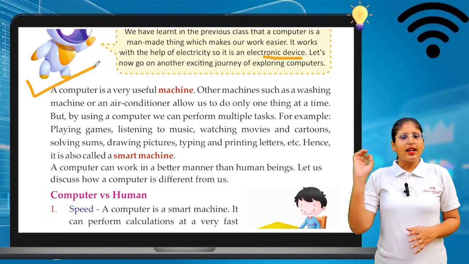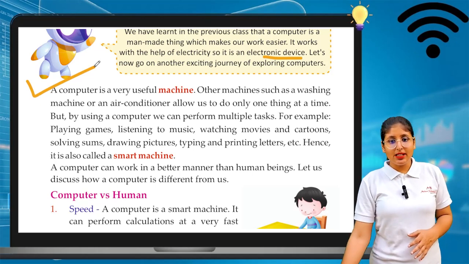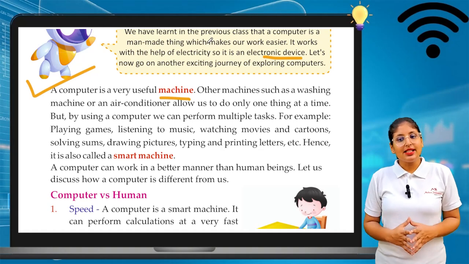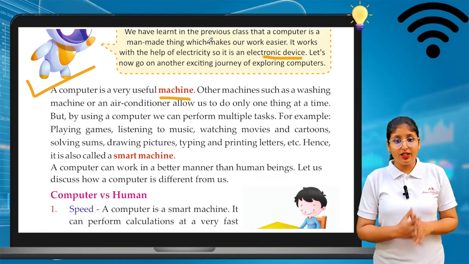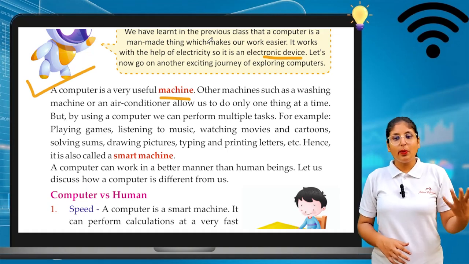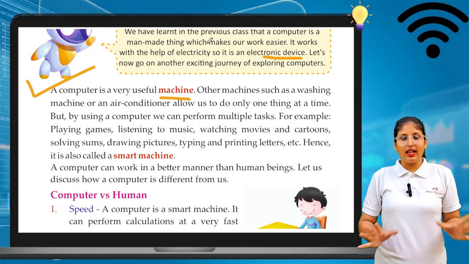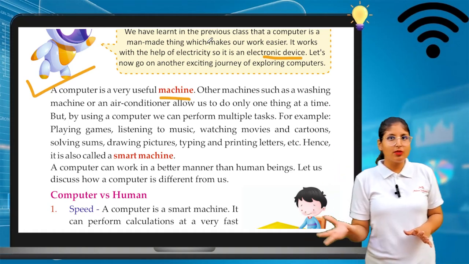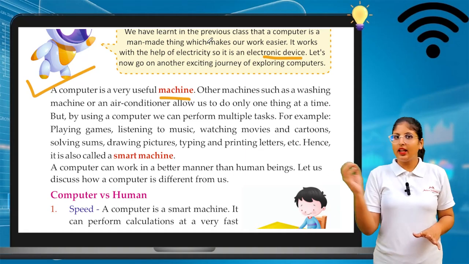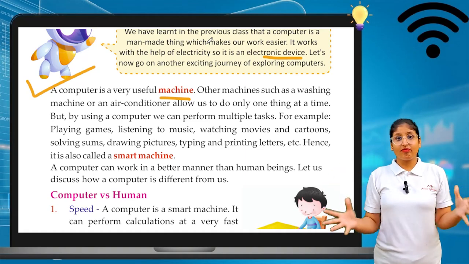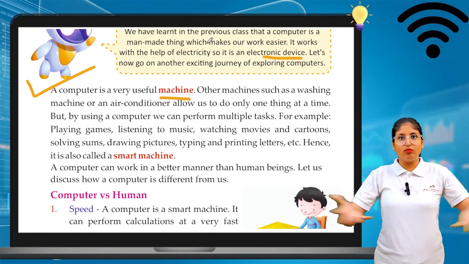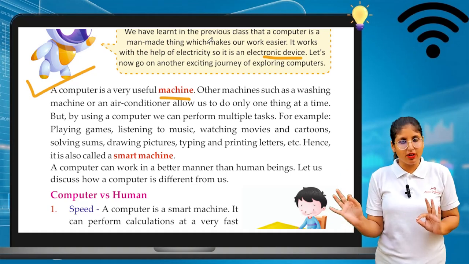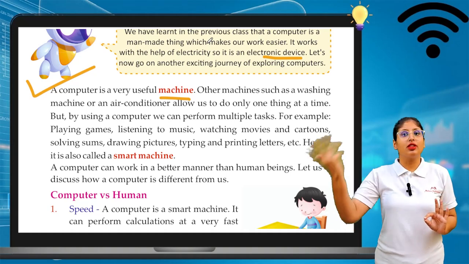Our computer is a very useful machine. Other machines such as a washing machine or air conditioner allow us to do only one thing at a time. The work of a washing machine is cleaning the clothes. The air conditioner works to cool the room. That is the main function of an air conditioner and washing machine. But computer has many functions in itself.